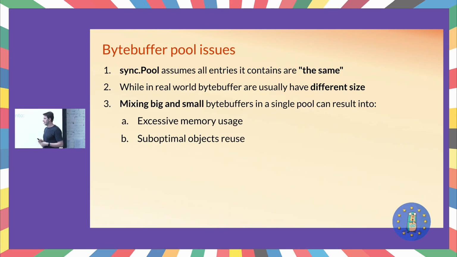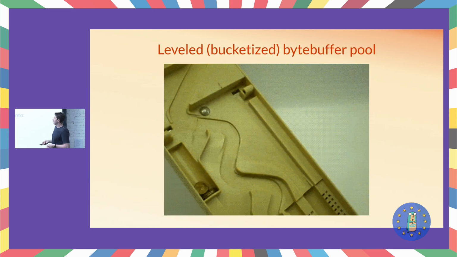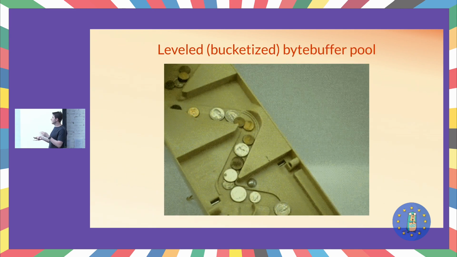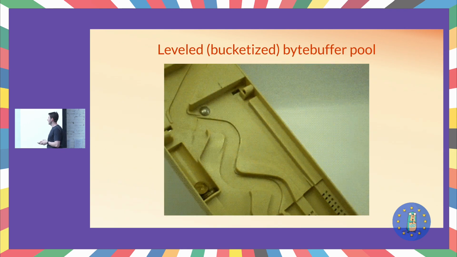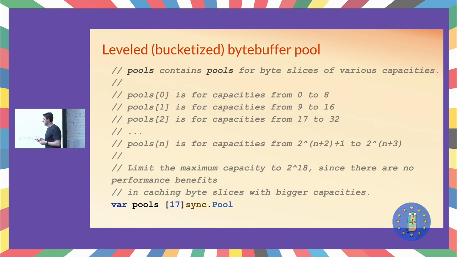So you're using only 10% of this block, but you still keep it in memory. Or the opposite, you're receiving a smaller object than you expected, so you need to expand this slice. So you're again spending CPU time and you again allocate. What could be done better? You can use leveled or bucketized byte buffer pools. What it means is that you can have a sync pool for each specific size. This is what we have internally in VictoriaMetrics, and we have 17 buckets, and each bucket represents its own size.